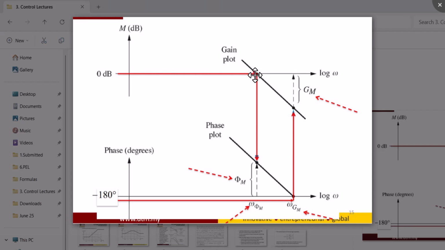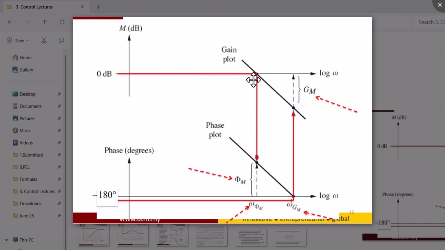First of all, we see that when the gain becomes 0, for example here the gain is 0, this is known as the gain crossover frequency. Similarly, when our phase becomes minus 180, here, this is the phase crossover frequency. That one is gain crossover, and this is phase crossover. These are the two frequencies which may be asked in the exam. Now, gain margin and phase margin.